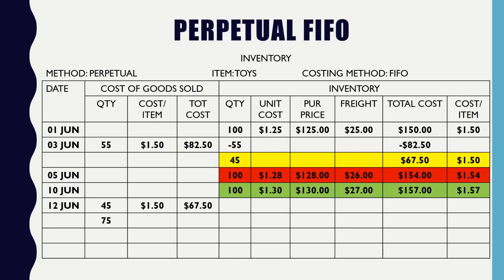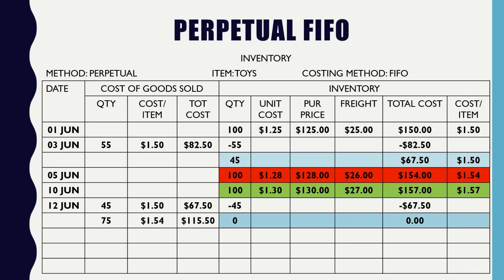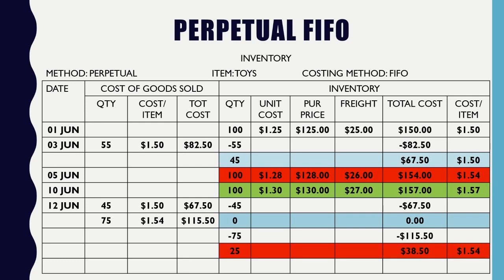So here, I'm going to eliminate the 45. Knowing that 45 is going to cost me $67.50, I'm going to go ahead and eliminate that right away, making my yellow batch become 0. Okay? Now I need to calculate for my red batch. My red batch is going to be at $1.54. If we calculate that, it should give you $115.50. And then I'm going to subtract that out of the red batch, making my batch of 100 turn into 25.